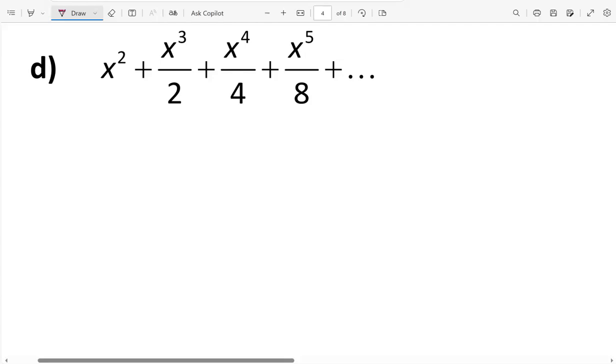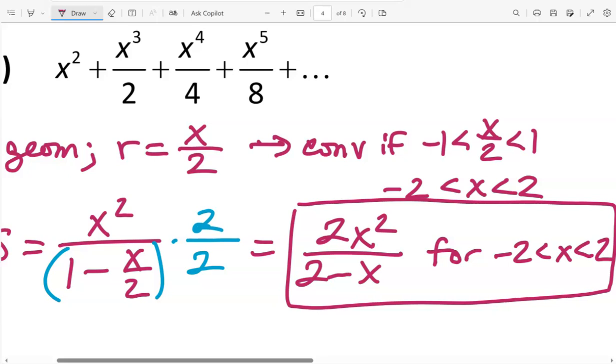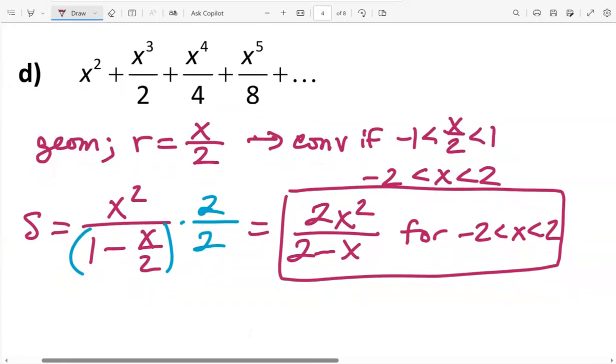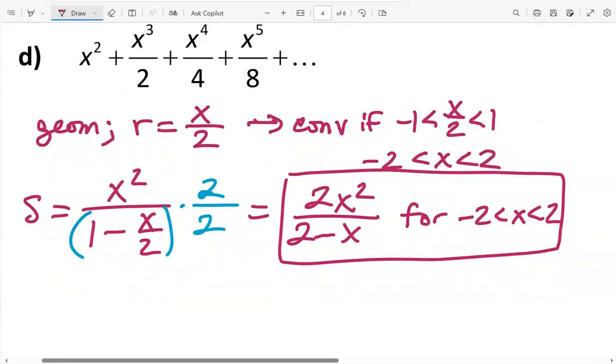Your turn to try. Pause the video while you try D. For this one, you should have found that the sum of the series is 2x squared divided by 2 minus x for x between -2 and +2.